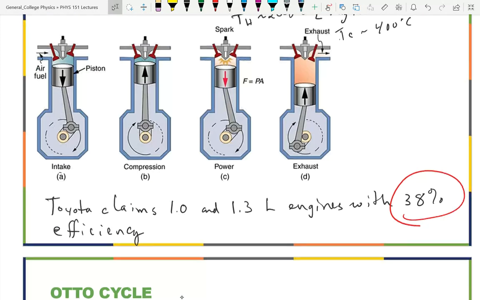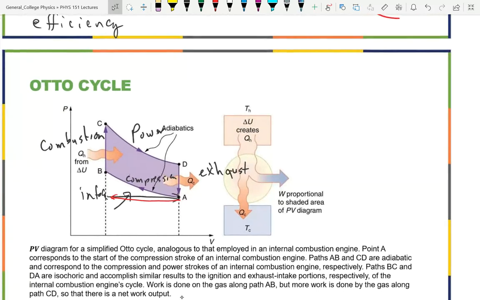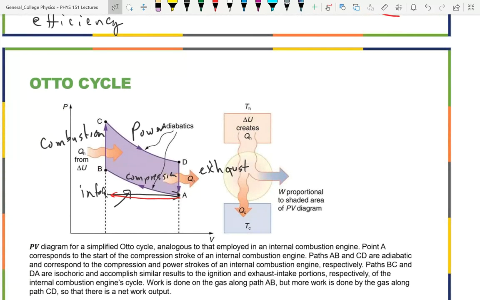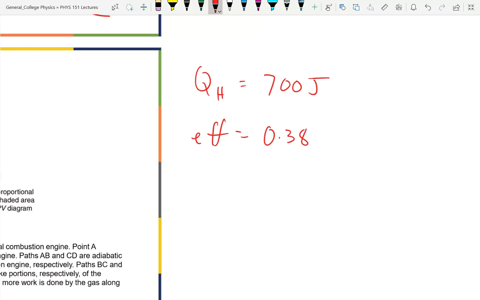Okay, so we've done one calculation there just on the efficiency. There's lots of calculations we do that are simply of the order of, if we have Q hot equal to 700 joules and efficiency equal to, let's say, 0.38 for that Toyota engine, what is Q cold?